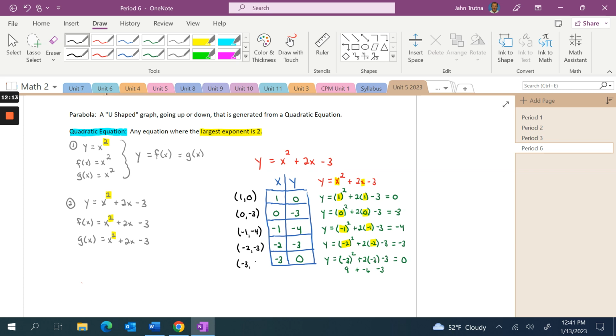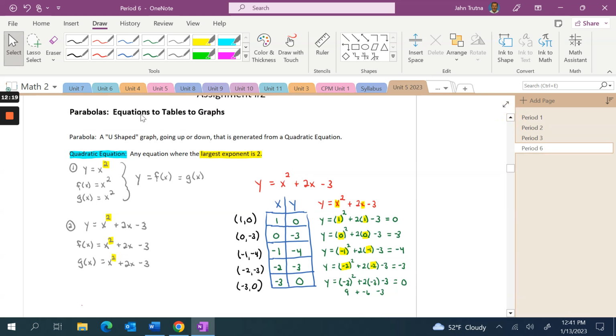Okay, so in our notes, when the title of the notes says equations to tables, we've done that. We had an equation, that was y equals x squared plus 2x minus 3. We made a table, that's the table we just created. Now we're going to go to a graph.